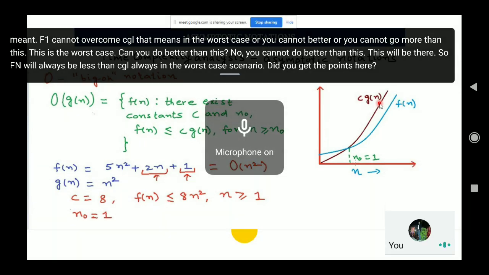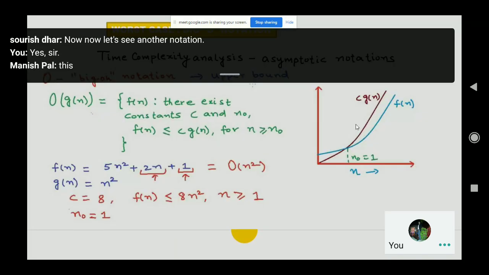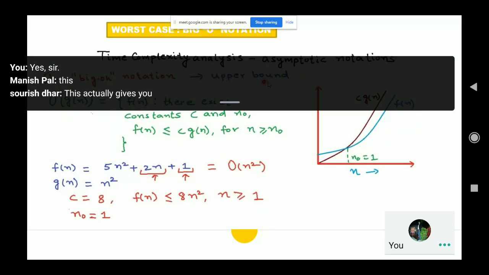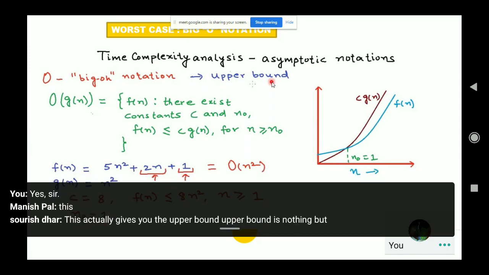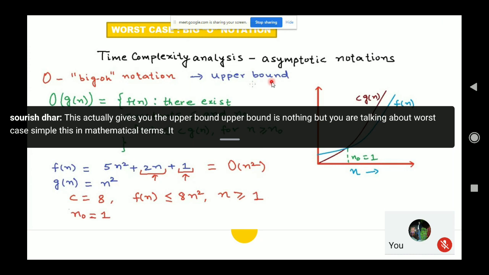Yes, sir. Now let's see another notation. This actually gives you the upper bound. Upper bound is nothing but you are talking about the worst case. Simple. In mathematical terms, it is known as upper bound. Is it clear?